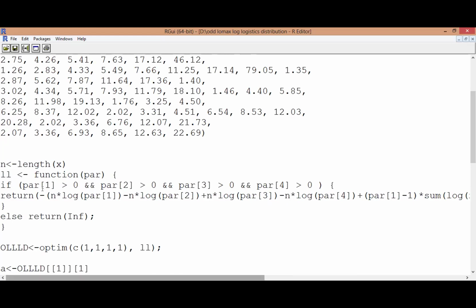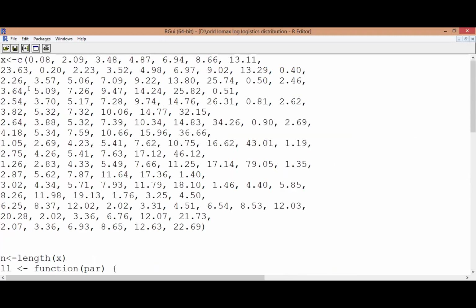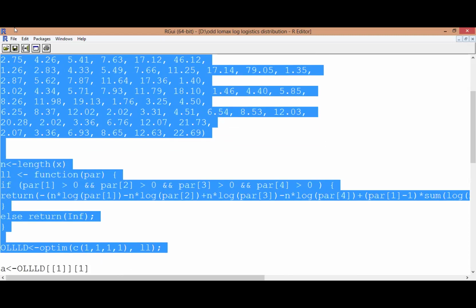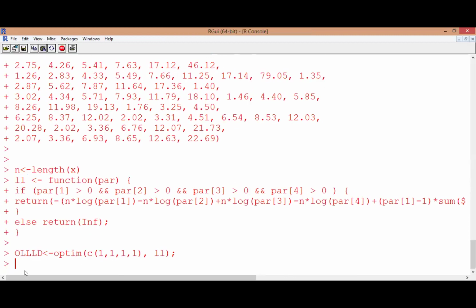And then after that, we must use optim. Optim means we want to estimate the parameters A, B, C, and D, but we must have the initial values. This is the initial value for A, this is the initial value for B, this one is the initial value for C, and this one is the initial value for D. After that, we run our programming. Okay, let's run our programming. Okay, we succeeded in running the programming.